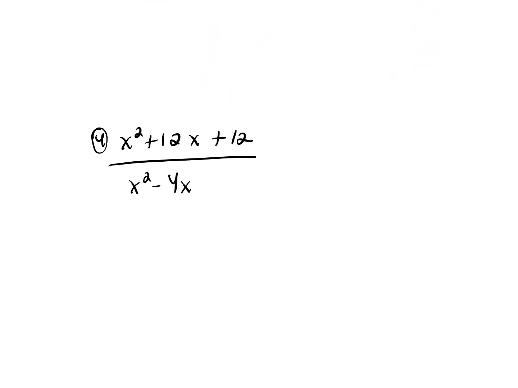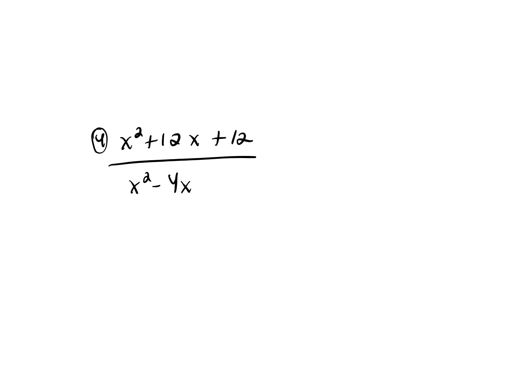Same thing here. We need to factor our denominator. How do we factor x squared minus 4x? Factor that. X squared minus 4x. Tomas, want to help him?